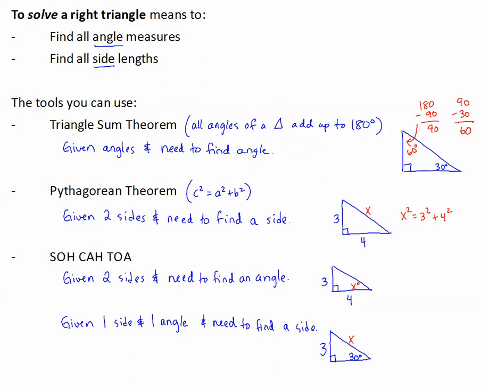So looking back at our skills, given two sides but needing to find a side is different from given two sides and needing to find an angle. Remember that if it's a mix of sides and angles, it's SOHCAHTOA. If it's only sides, it's the Pythagorean theorem. If it's only angles, it's the triangle sum theorem. If it's a mix of sides and angles, SOHCAHTOA.